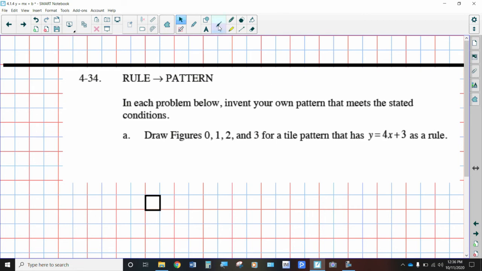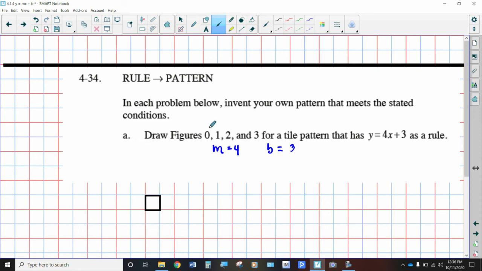So what do we know about this rule? We know that the growth rate, M, is equal to 4. That means that every tile pattern is going to have 4 more than the previous. And where does it start? The B is equal to 3. So figure 0 has to have 3 tiles.